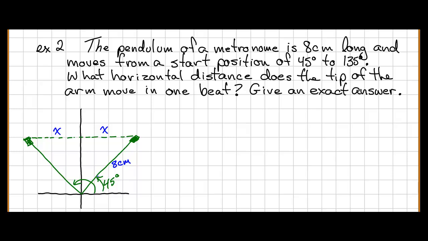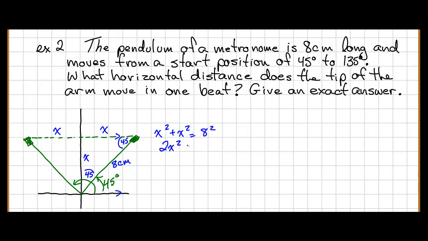And if this is 45, we know that this must be 45 as well, because 45 plus 45 makes 90. Also, since this line is parallel to that line, these are alternate interior angles, so this has to be 45. So this is one of those special triangles where the two short sides, x and x, have to be the same. Using Pythagoras' theorem, we can say that x squared plus x squared is equal to 8 squared.